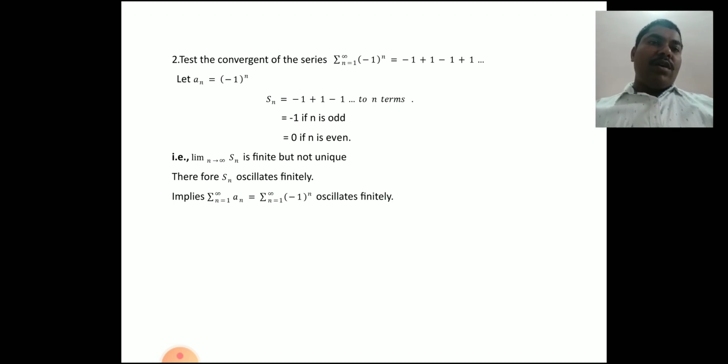Here if n is odd, the value of Sn is minus 1, and if n is even, the value of Sn is 0. So that means the value of Sn oscillates finitely. Here the value is not unique. So that implies summation n is equal to 1 to infinity an, which is equal to summation n is equal to 1 to infinity minus 1 raised to n, oscillates finitely.